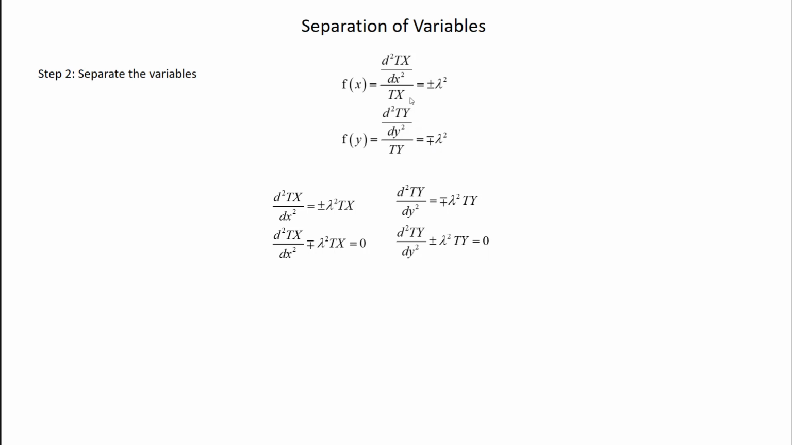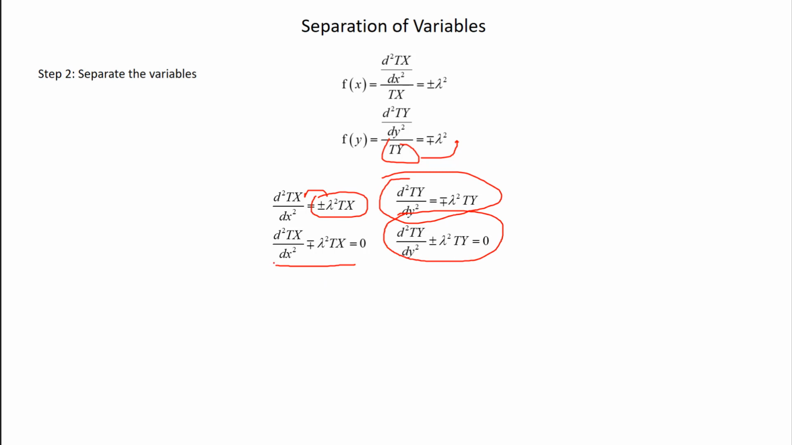If I just bring the tx up to here, I get this. Let me get my pen here. So I get this here. And then if I bring this to the other side of the equal sign, I get this here, right? Same thing here. If I bring the ty up to here, I get this. And then if I bring this whole thing to the other side of the equal sign, I get this right here. So what have I done?